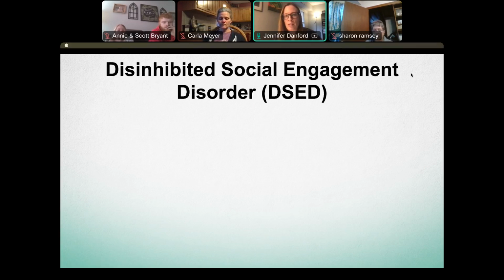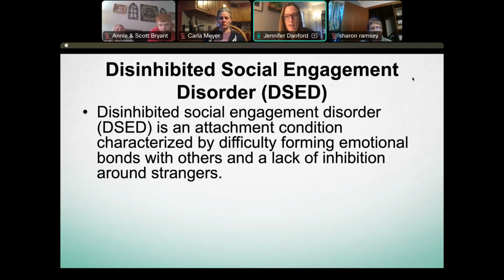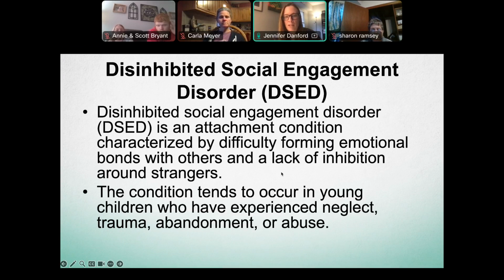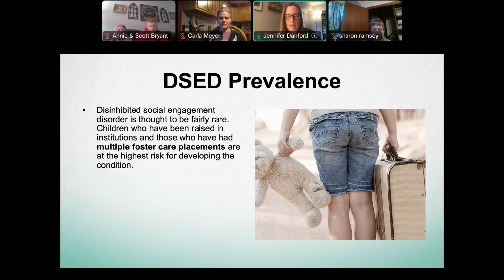So this is the other one, disinhibited social engagement disorder. I'm going to be honest, I've been in this field for 20 years and I didn't know much about this one, but as I researched it, I think we have a lot of kids who do fall into this more than maybe RAD. So this one is an attachment condition where they struggle with forming emotional bonds with others, but they also have this lack of inhibition around strangers. Lots of times it happens in our young kids who have had neglect, trauma, abandonment, or abuse. That's pretty much all of our kids. It's thought to be fairly rare, but kids who have been raised in institutions or have had multiple foster care placements are at highest risk.